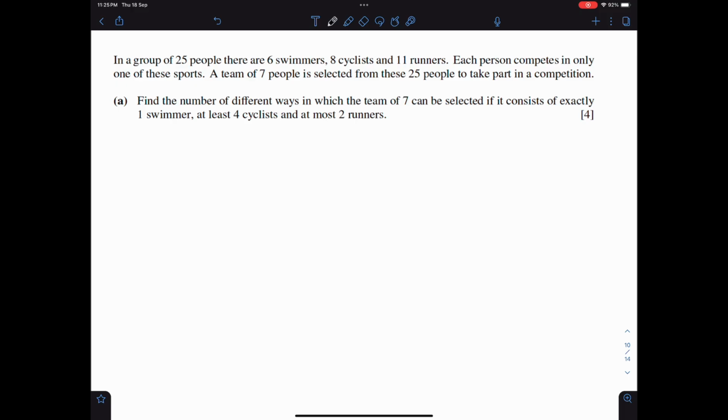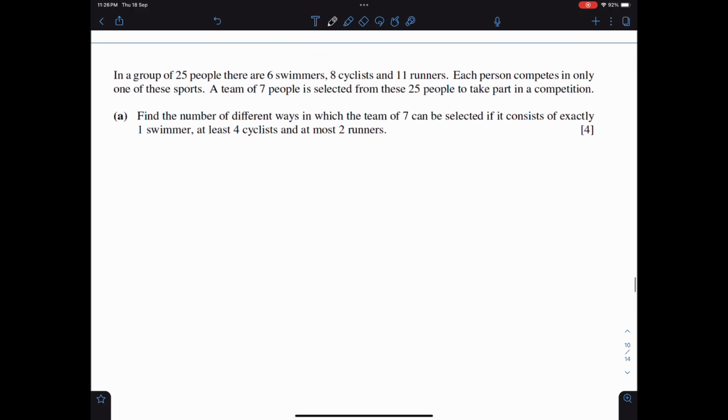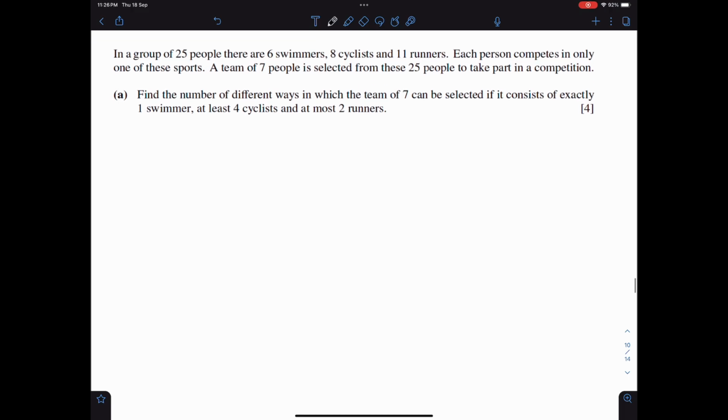So another fairly straightforward question, but it may be a bit time consuming, like the one with the mathematicians and the physicists and the chemists. Let's see, it must have 1 swimmer, so that's helpful. Now cyclists and runners. It's got to have at least 4 cyclists. There's 5, so that leaves 2 runners.